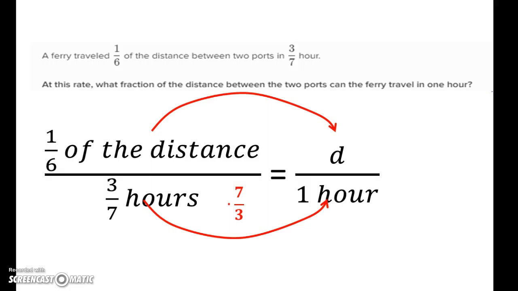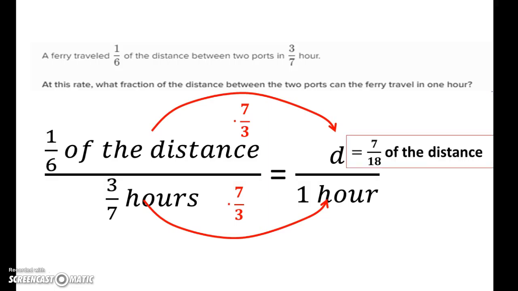Anyway, if I multiply the denominator by 7/3, I need to also multiply the numerator by 7/3. And then I do that on my calculator. 1/6 times 7/3 is 7/18 of the distance, and that's my answer. Your answer is a fraction, and that's fine. As a matter of fact, that's what Khan Academy wants. They want you to put your answer as a fraction.